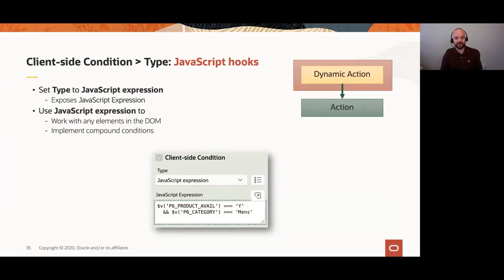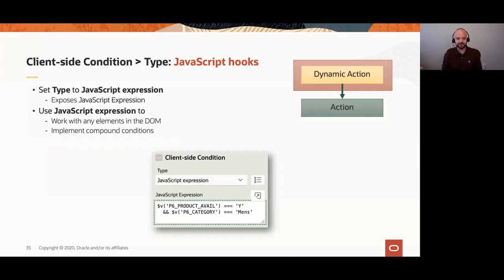So you have JavaScript expression. This is the powerhouse, and you see an example here where I'm using $V to check the value of two items. This is a compound condition, and if both are true, it will resolve to true. Of course, this expression must resolve to true or false to create that fork in the road.